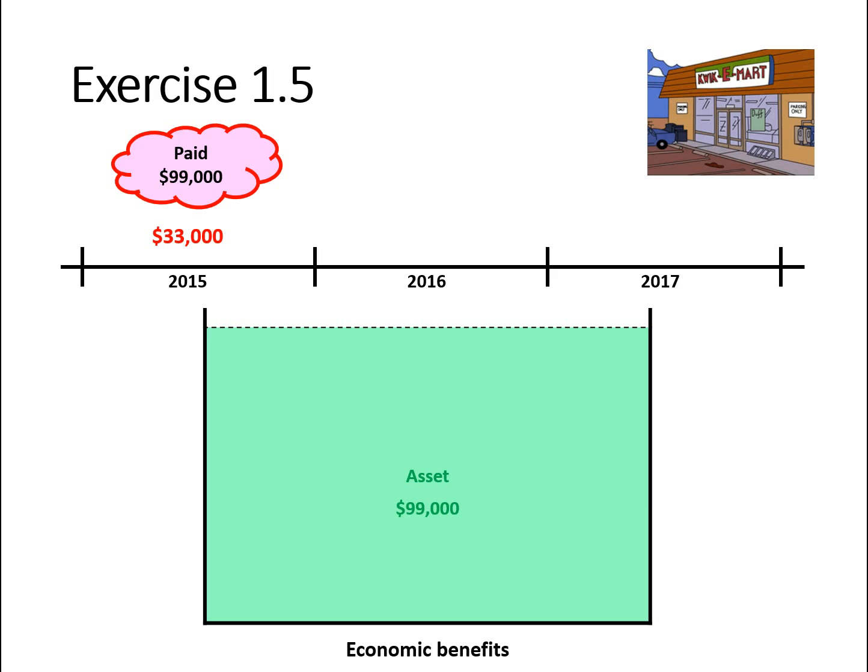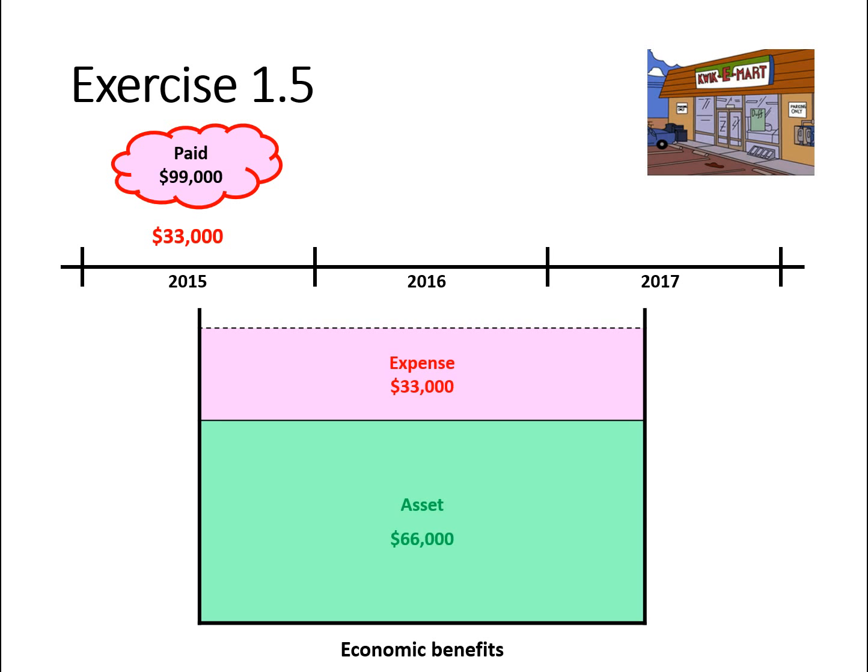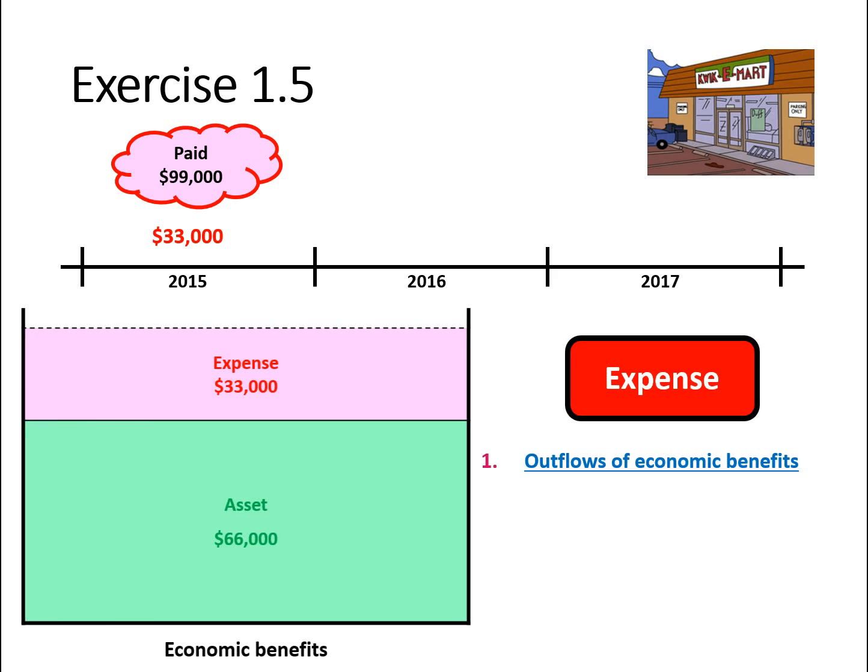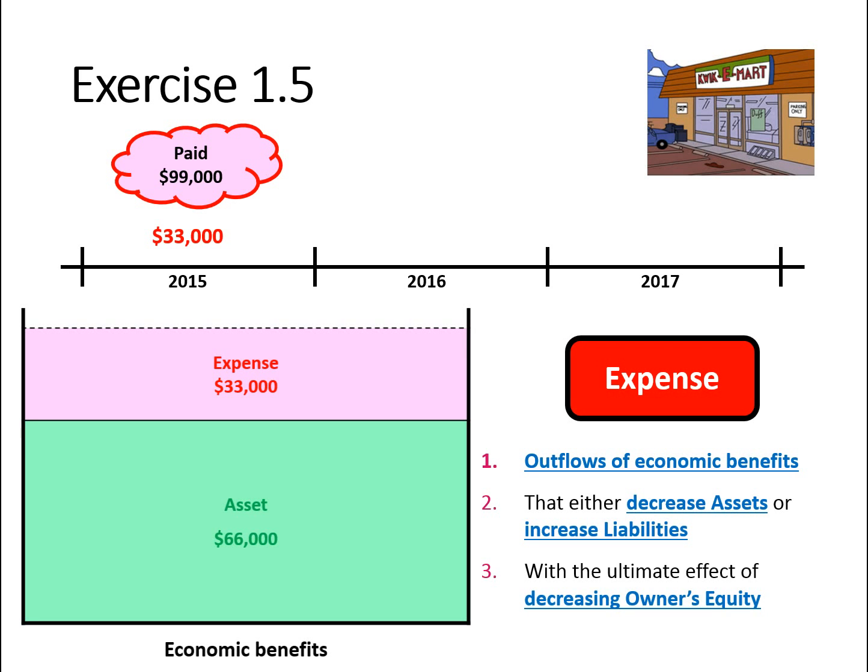What we've got is a big pool of economic benefits for the future, $99,000 of assets, and after 1 year, a third of that is gone. So when we use economic benefits, we know that's an expense. Looking at the definition, that's an expense because, one, there's been an outflow of economic benefits, the consumption of the rent. Two, it's decreased an asset, in this case the asset called prepaid rent. And lastly, it's had the ultimate effect of decreasing owner's equity.